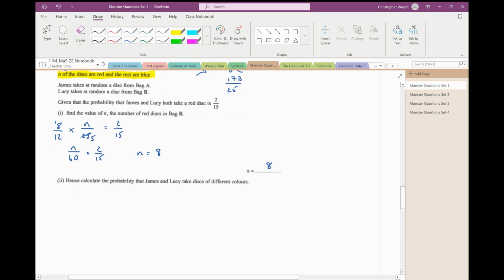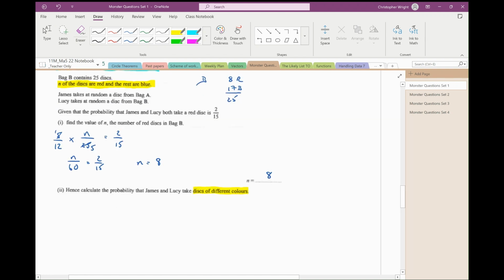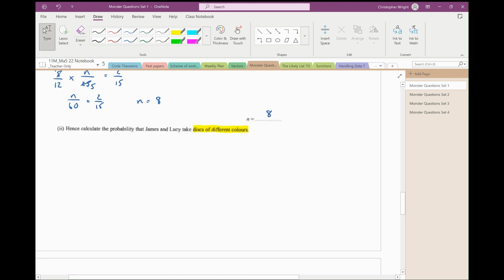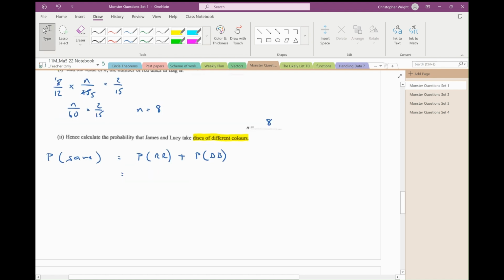Hence, calculate the probability that James and Lucy take discs of different colours. Well, there seem to be lots of different ways they can take discs of different colours. So I'm going to find the probability that they take discs of the same colour, which is going to be the probability that they both take a red plus the probability that they both take a blue. Well, the probability that they both take a red, we already know, is 2/15.